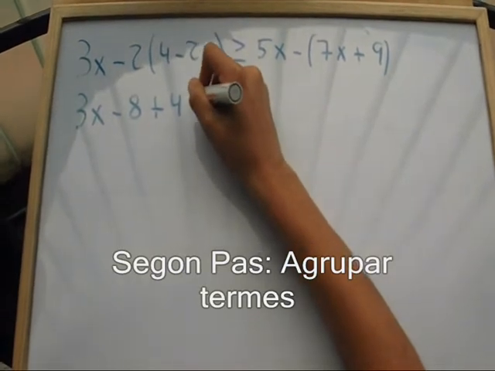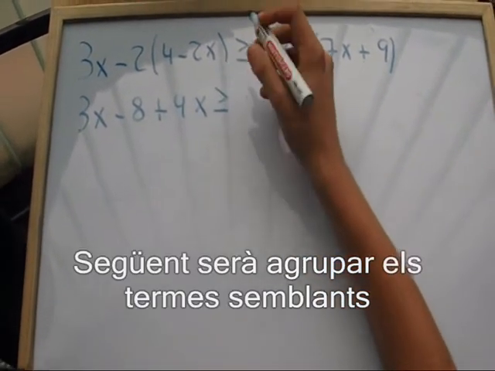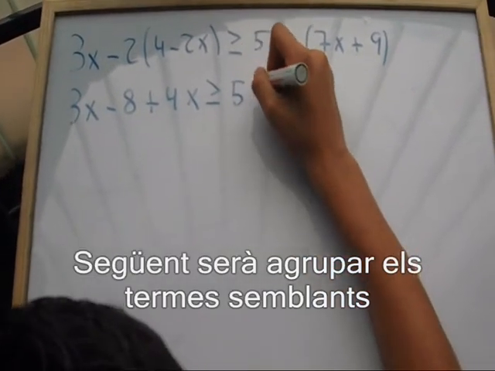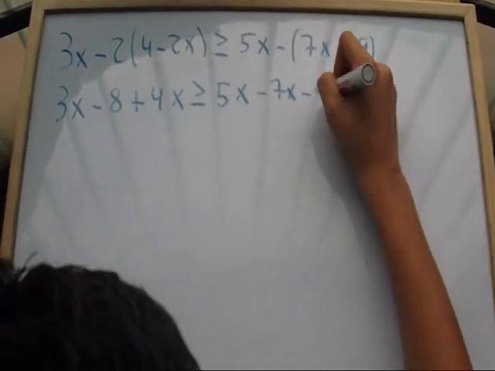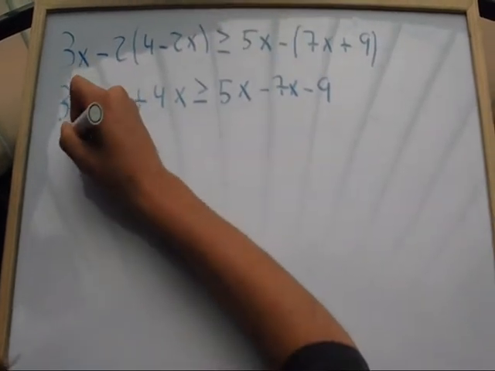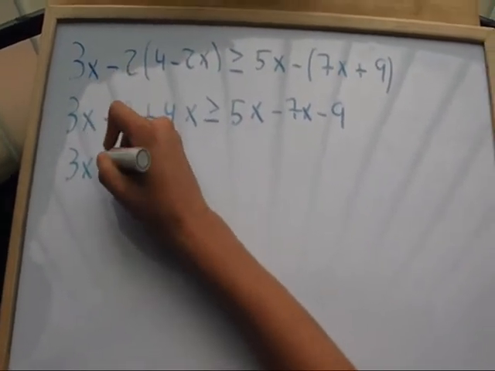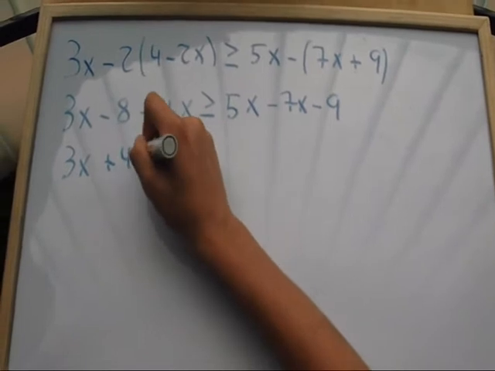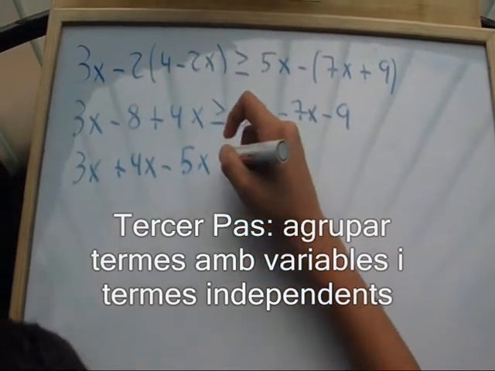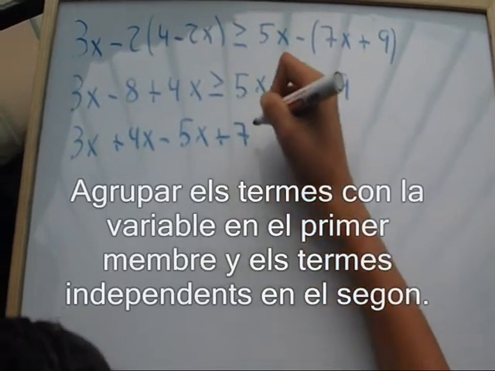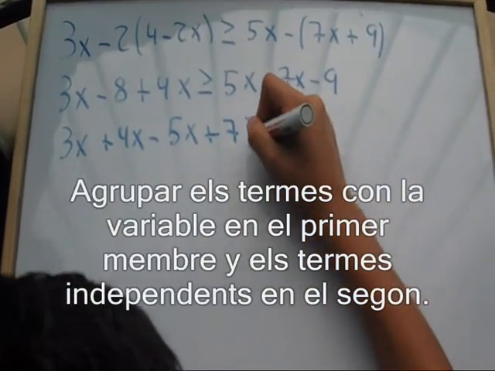Second step, group terms. Next is to group similar terms. Third step, group the terms with the variable and the independent terms. Group the terms with the variable in the first member, and the independent terms in the second.